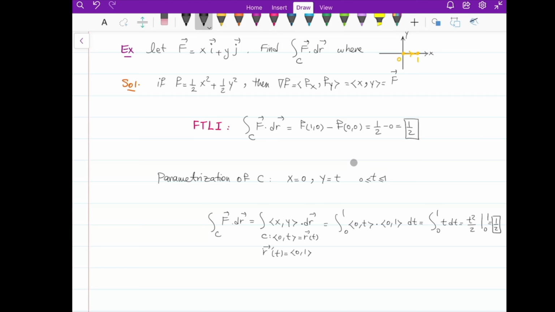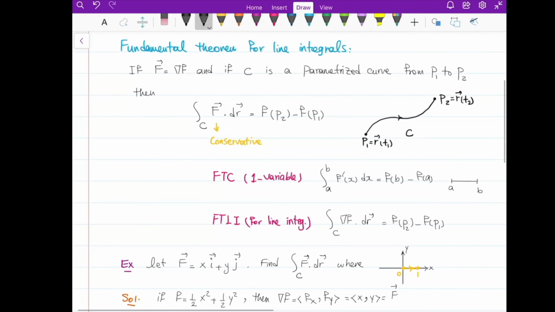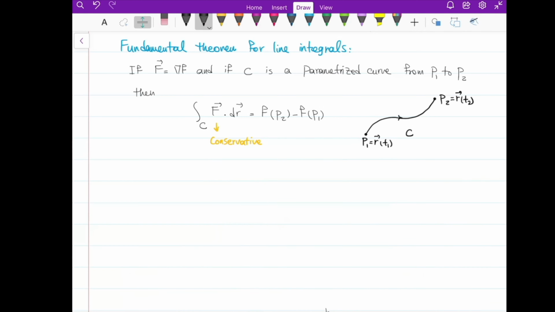As you see, we get the same answer using the fundamental theorem of line integrals and using the parameterization for the line integral. Okay, but this one was so much easier if I can find a potential function. Very good. Now let me go back to the fundamental theorem of line integrals, and I'm going to give you the proof. So let me have some space in here, and I'm going to give you the proof for that.